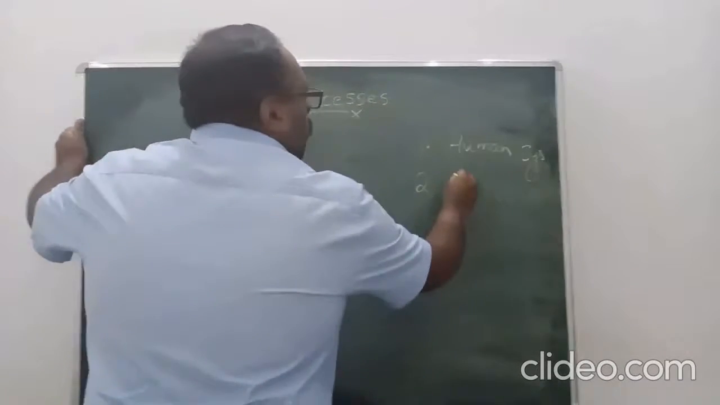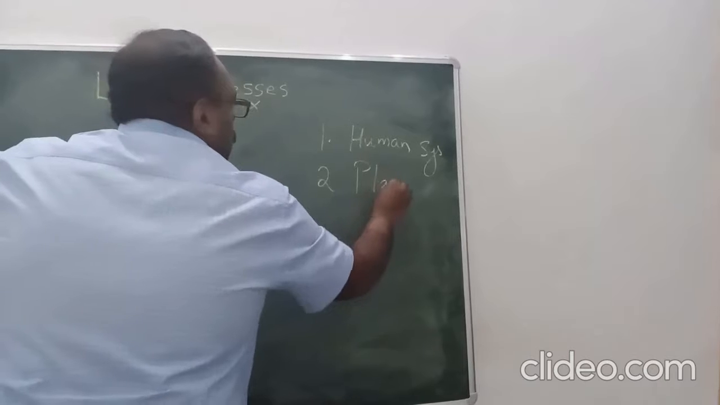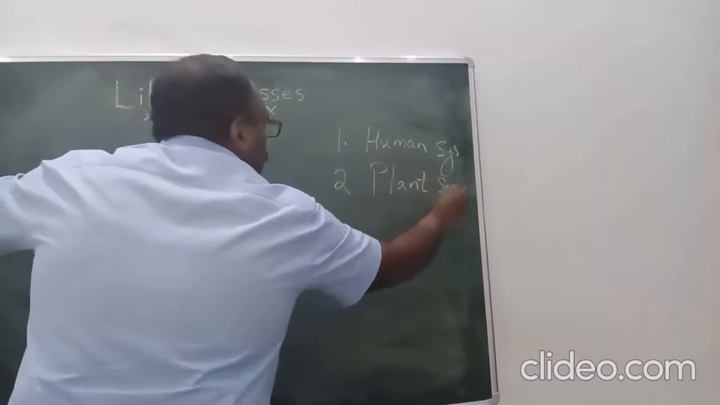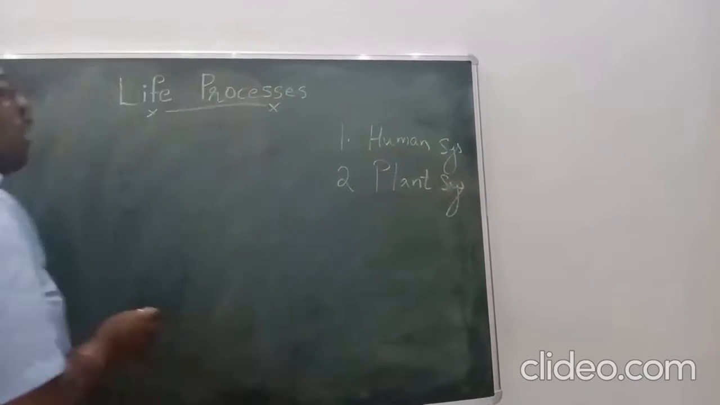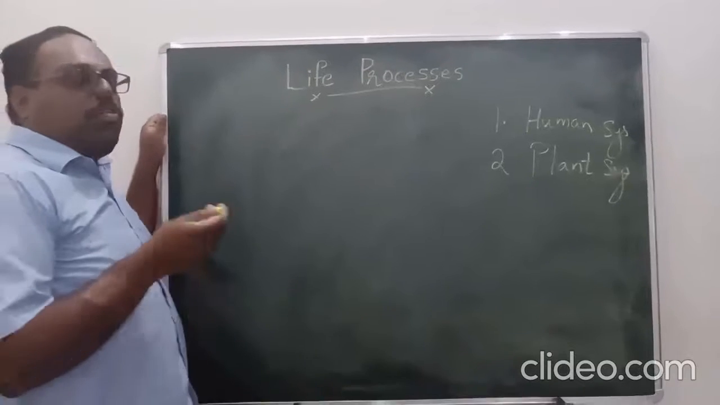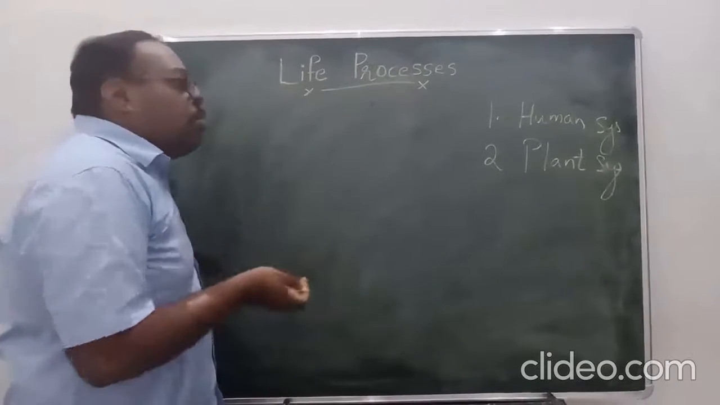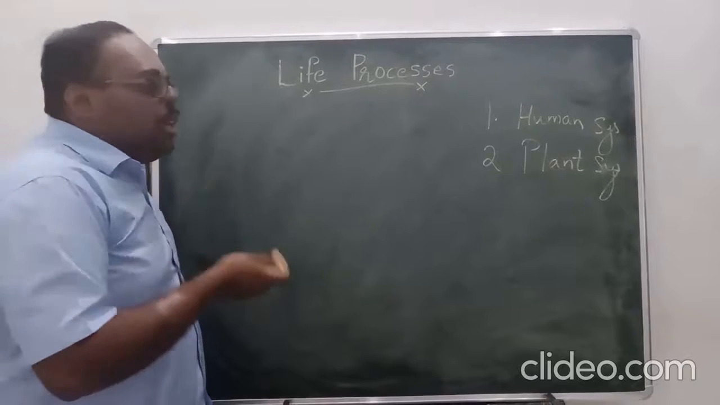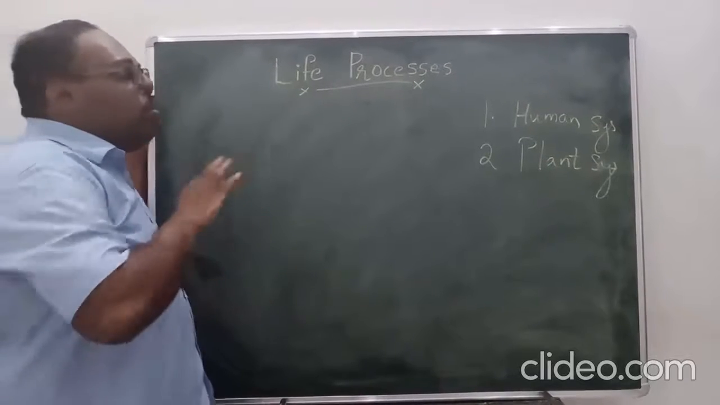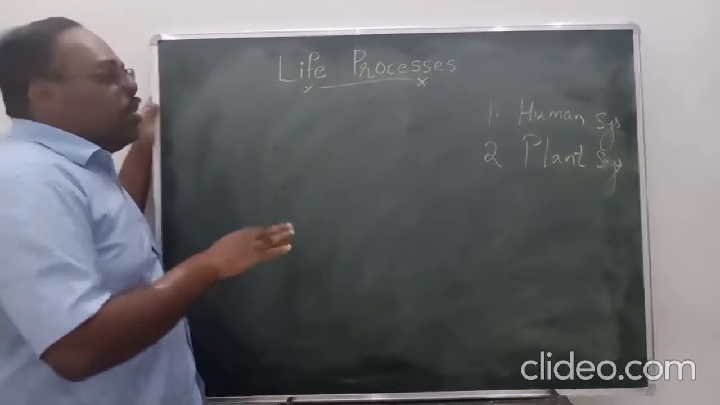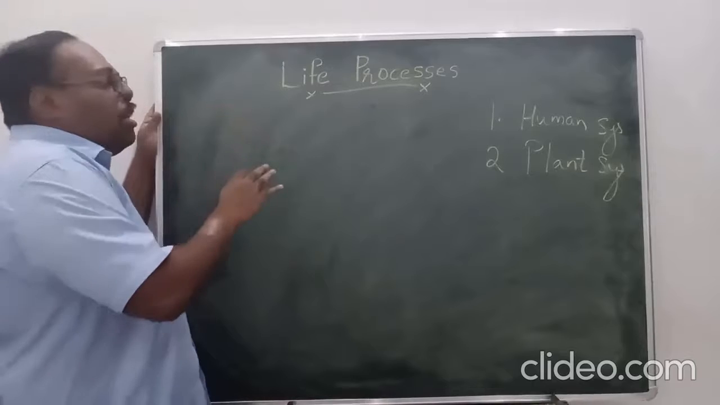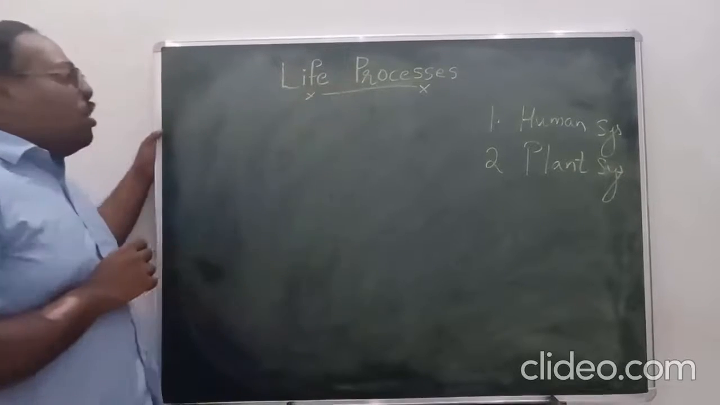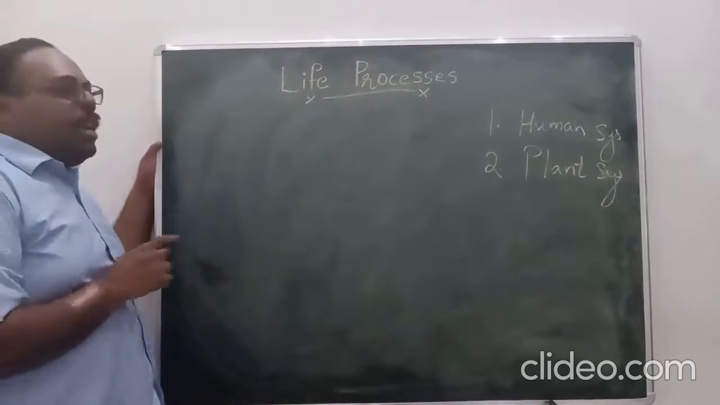Number 2, plant system. That means how plants are producing food, why plants are doing that, and what cycles are taking place inside the plant. So all these systems together we have to study inside this chapter. So one by one we will begin.